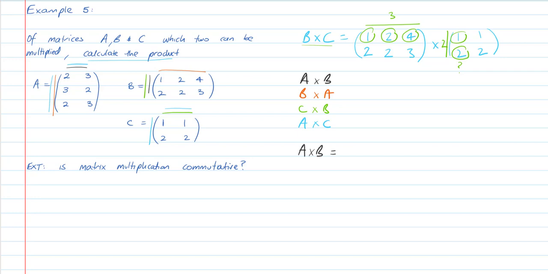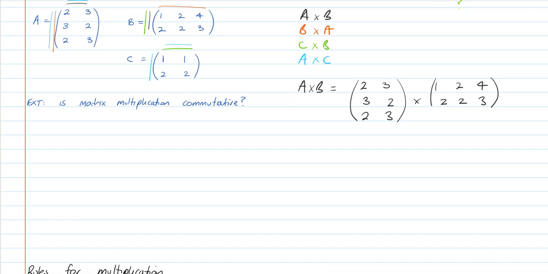So A times B is 2, 3, 3, 2, 2, 3, times B, which is 1, 2, 4, 2, 2, 3. And the result will be this. Now, I've got my 2 and 2 here. So I've got row 1, row 2, row 3, which means I'll have 3 rows in my result. And I've also got column 1, column 2, column 3. So I'll have 3 columns in my result.